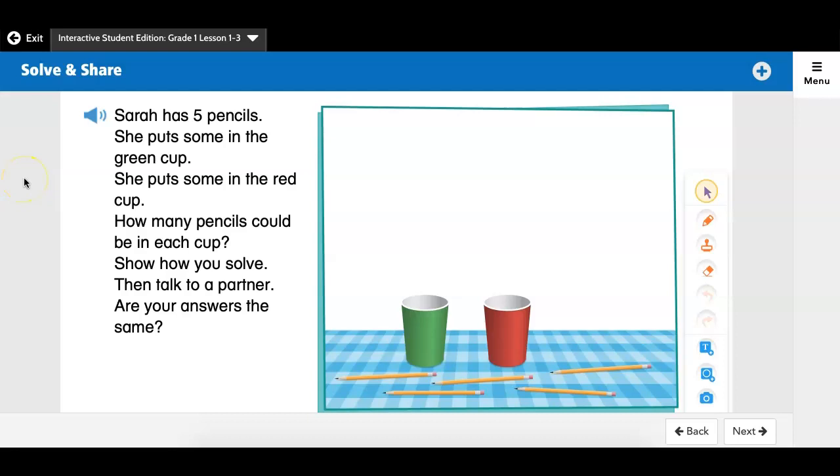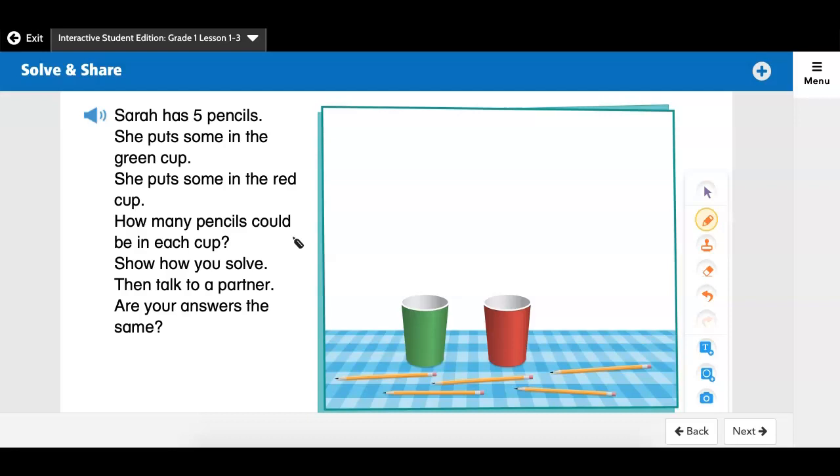So let's get started. We're going to begin with the solve and share in our workbook on page 13. Like Mrs. Collier has said before in our other lessons, since we're not together in class, some of our problems are going to look a little bit different. So today it says Sarah has 5 pencils. She puts some in the green cup. She puts some in the red cup. How many pencils could be in each cup? Show how you solve. Then talk to a partner. Are your answers the same?